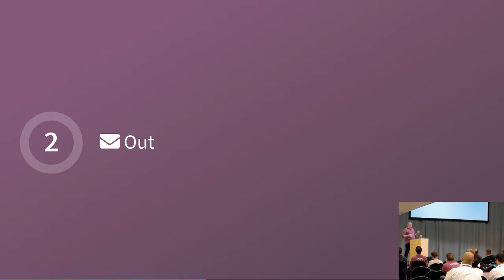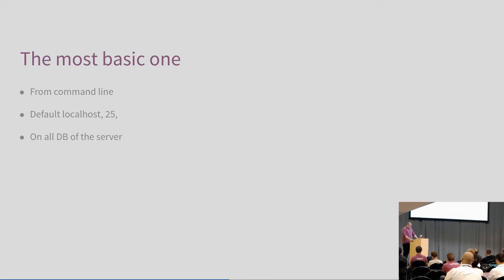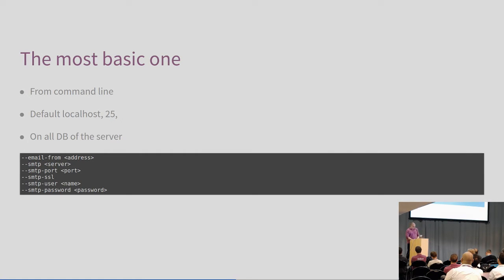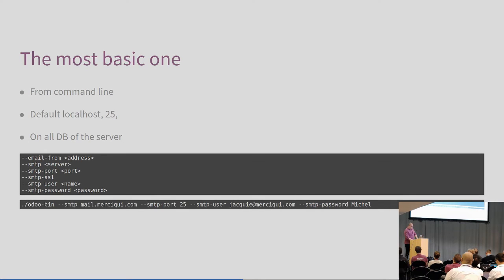So now we will configure the outgoing mail servers. The most basic email server is configured through the command line. By default, it's running on localhost on port 25. So if you do nothing, by default, Odoo will send emails to localhost on port 25. And when you configure it through the command line, it's available for all databases on the server. Here are the parameters you can use to configure the mail server. And of course, you can also configure them in a config file instead of the command line.